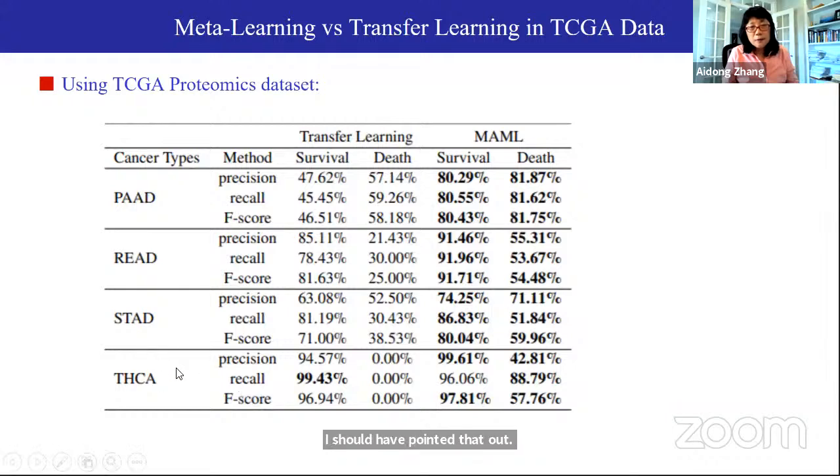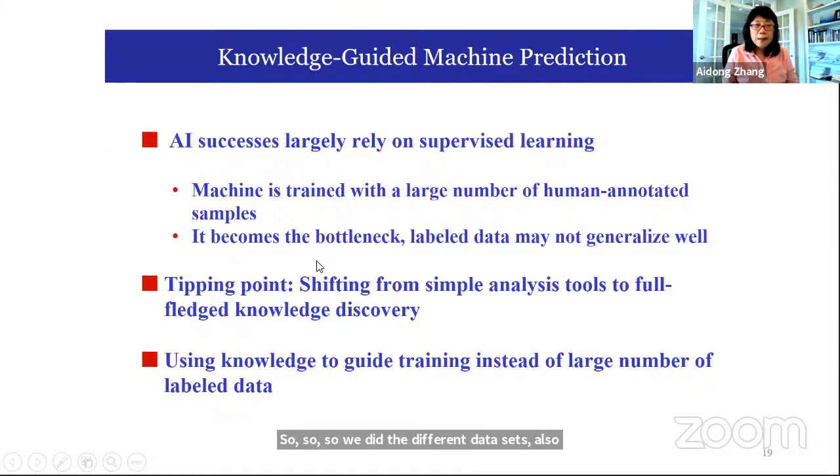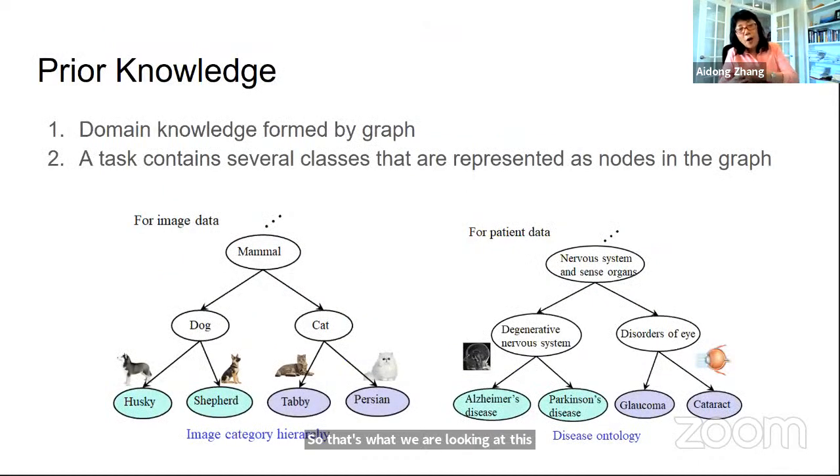So we did this on different datasets also, but I will stop that. Our main focus in this grant is knowledge-guided machine learning. Even though meta learning can do better than transfer learning, we still want to be able to integrate knowledge into the model. So we can transfer and integrate knowledge, and that's what we are looking at with different kinds of ontologies.